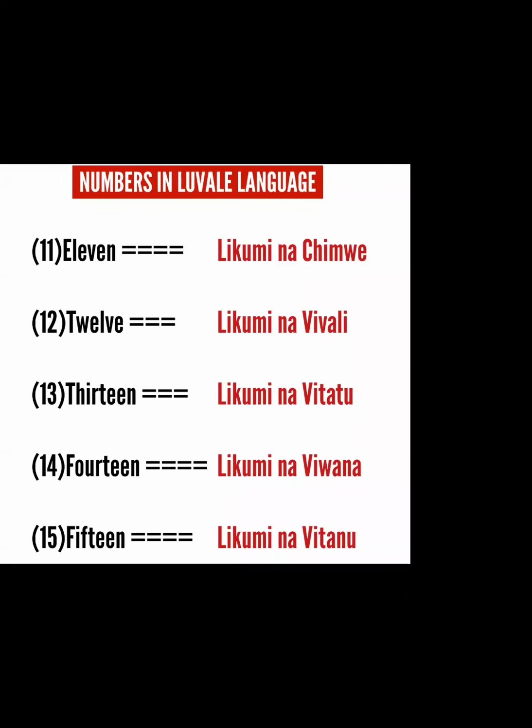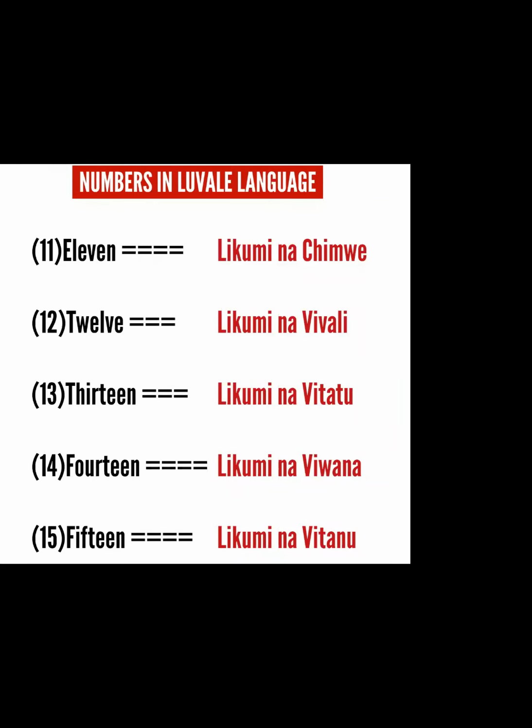From 6 to 9, we saw that they were building up from 5, adding on 5. 5 plus 1, that's 6. 5 plus 2, that's 7. 5 plus 3, that's 8. 5 plus 4, that's 9. Then we have 10, which is likumi. Then from 11 to 15, we're going to see how they build up from 10.